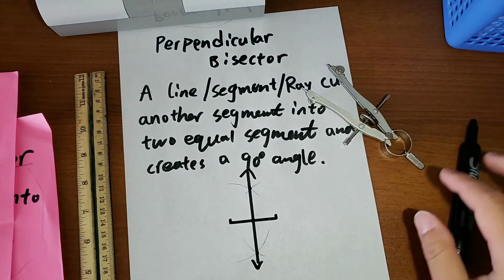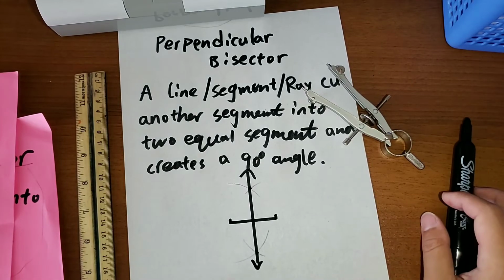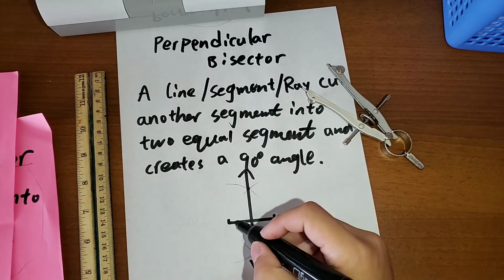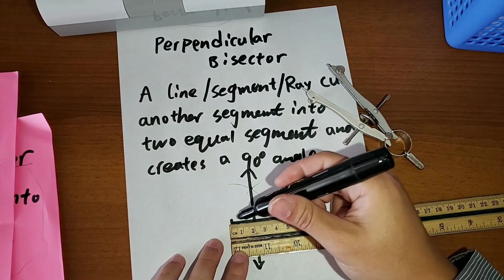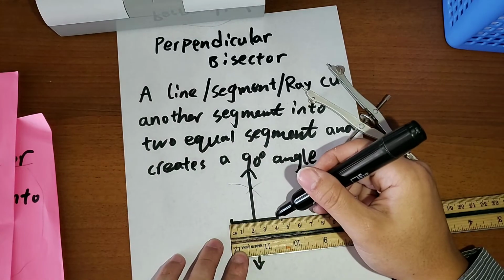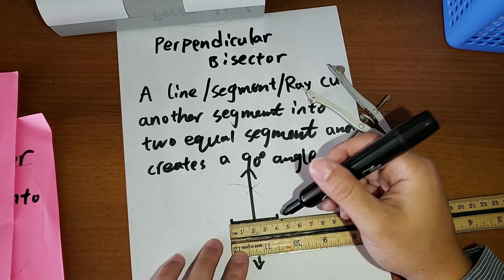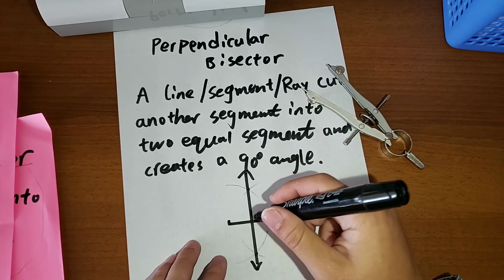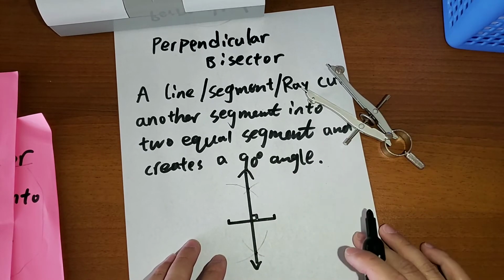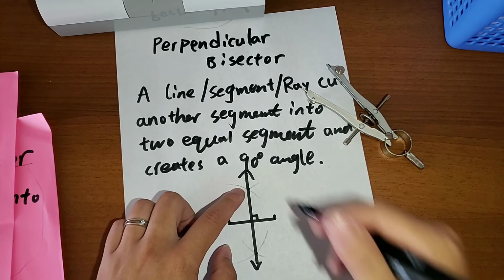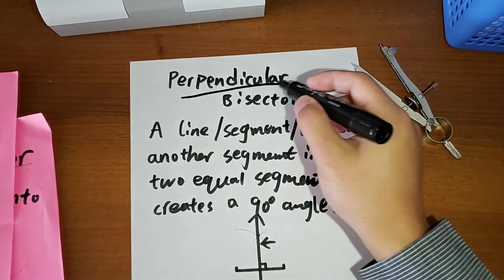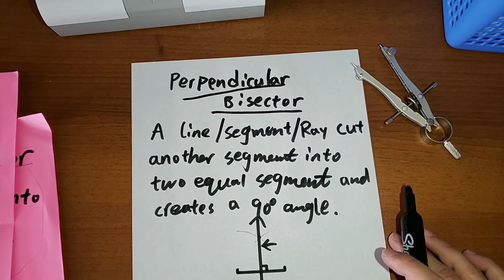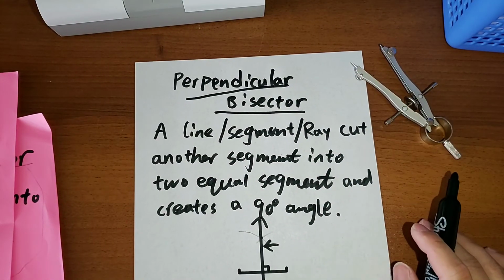So technically, this line is the line that will cut this into 2 parts if you measure it. The first part is about 2 centimeter, and the second part is another 2 centimeter. And this is actually making a 90-degree angle. So that line here, it has a name. It's called perpendicular bisector. Thank you for watching. See you next time.